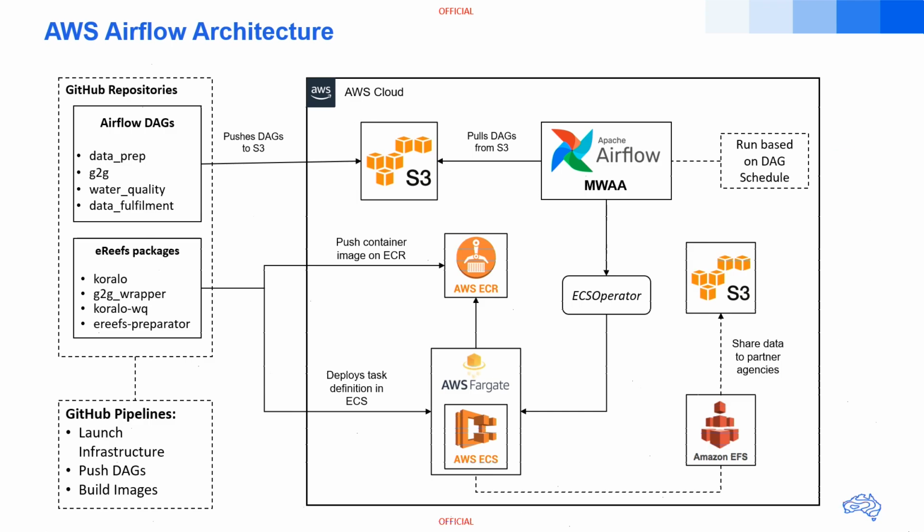We can push our images from those packages onto AWS directly. So we can push that container image into ECR, and then we can update and deploy the task definition into ECS. Once we have our containers, we can call our ECS operator that runs our container image as a task within our DAG, and that runs on Fargate, which is a serverless compute engine that uses the EFS we have defined in the ECS, from which we can share our data to partner agencies through S3.